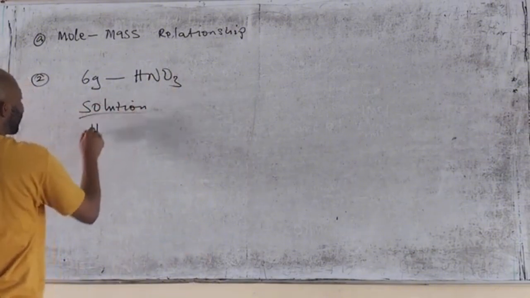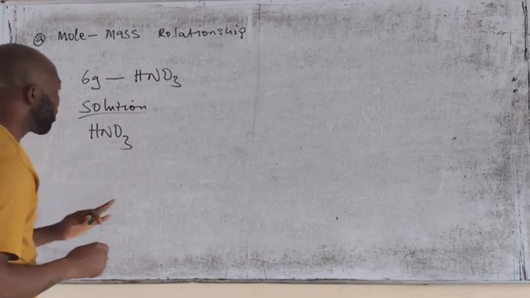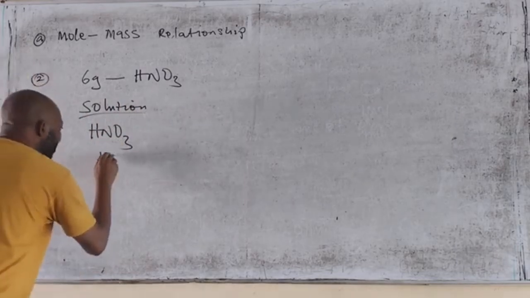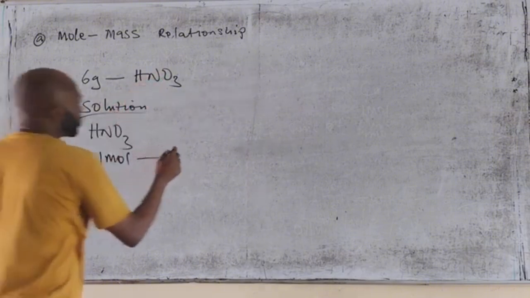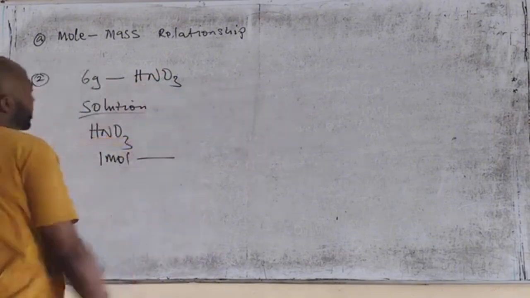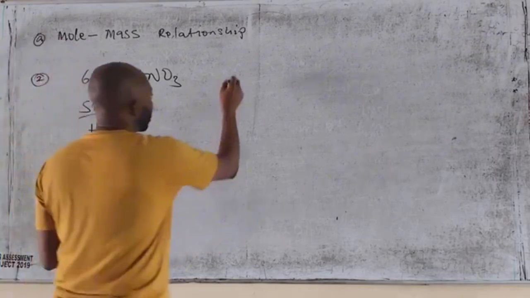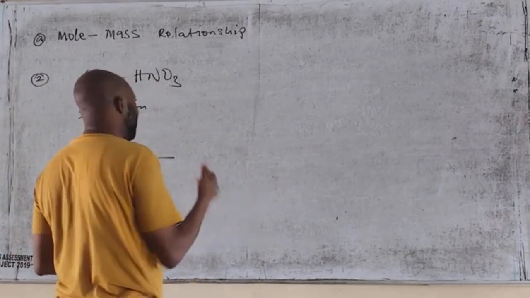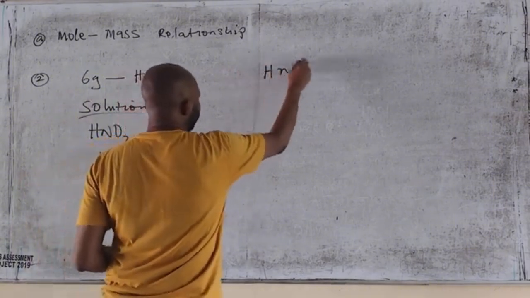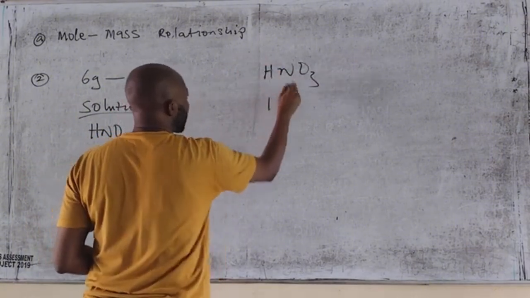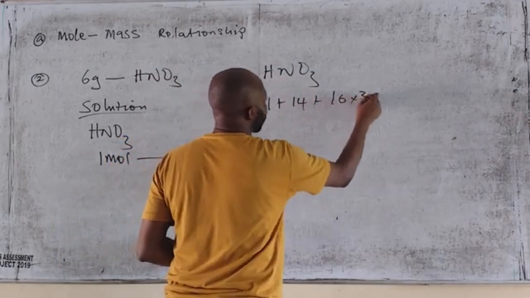I have my HNO3 here. Remember, it's the mole-mass relationship. 1 mole of this HNO3 is equivalent to how many grams? So now we have to calculate our relative molecular mass for HNO3 if it is not given, but quite often it will be given. If it is not given, you calculate it. So let's check the relative molecular mass. Hydrogen is 1 plus nitrogen is 14 plus oxygen is 16 times 3.